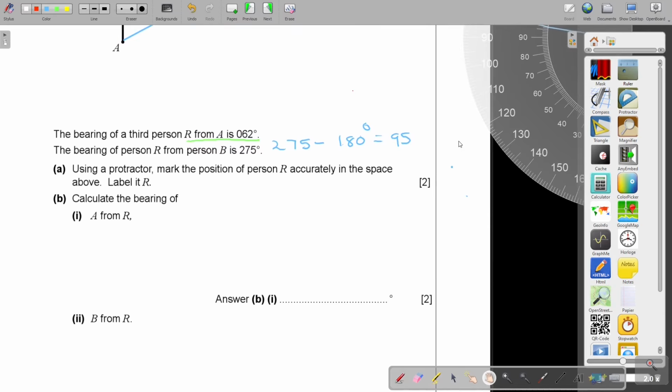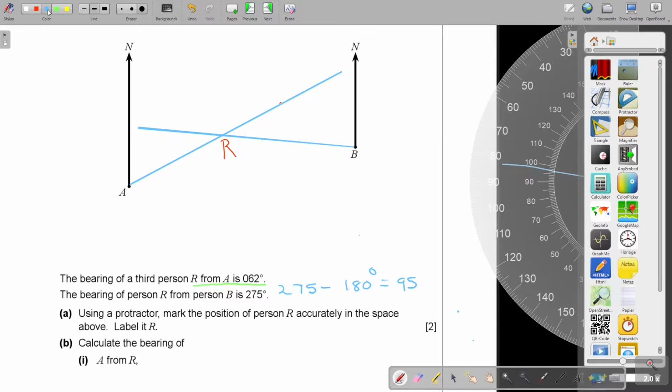They say, okay, so using protractor, mark the position R accurately in the space above. Label it R. Calculate the bearing of A from R. Okay, so let's just quickly say it's A from R. But don't forget that when you were marking this one, can I just show you? This one was 62. So if I'm going to say, calculate the bearing of A from R, can I just show you? If you're going to do a straight line there, let's go through that R.